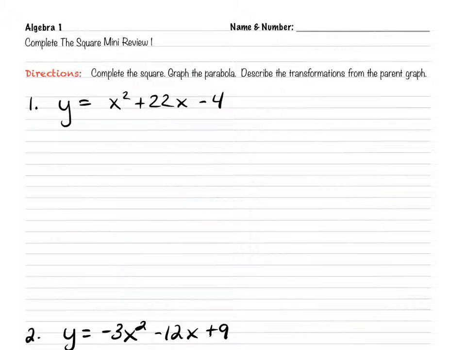So we're going to go through our completing the square mini review. The first problem, we are supposed to complete the square, graph the parabola, and then describe the transformations from the parent graph. So the first part of completing the square is always setting up our work.